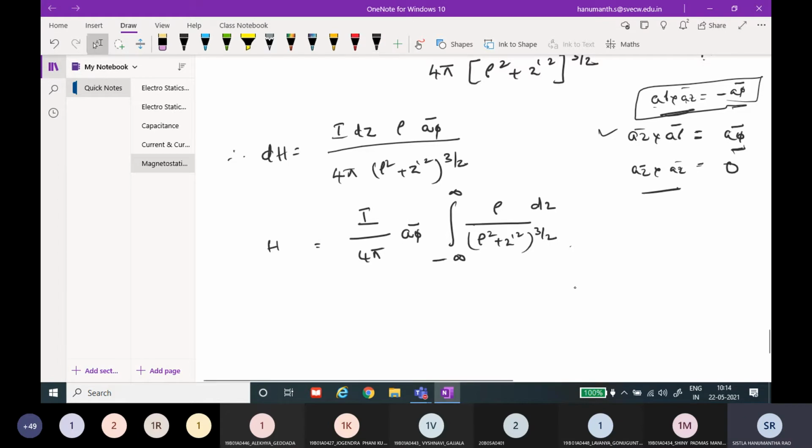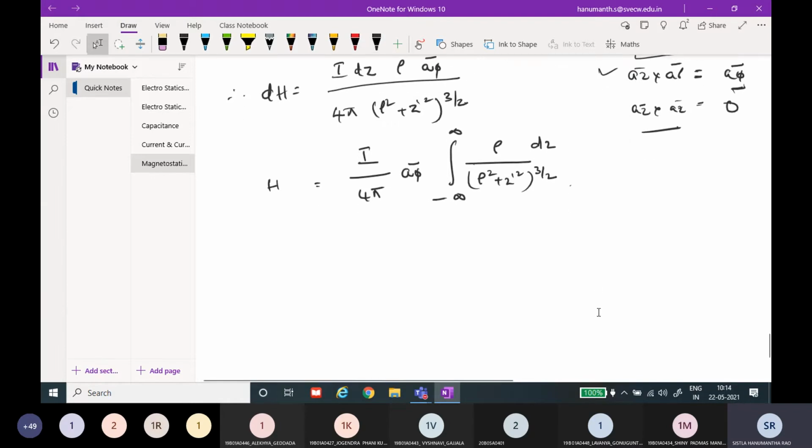Now I want to consider, now I will modify the integration. That is the reason. Consider, you should represent it like this.